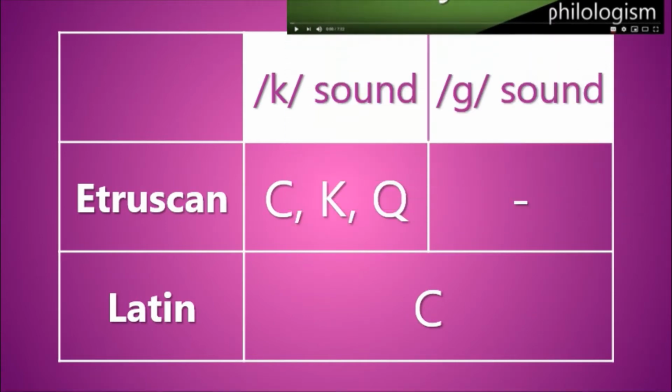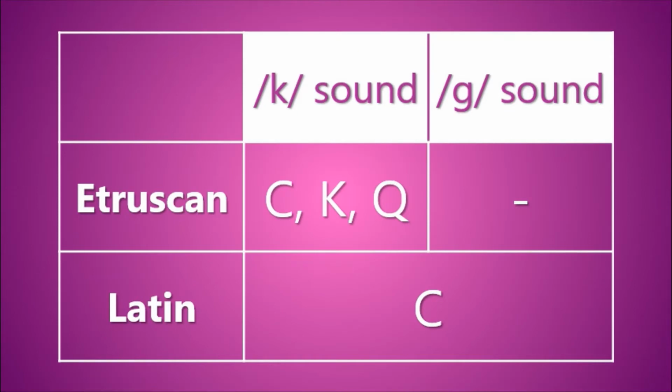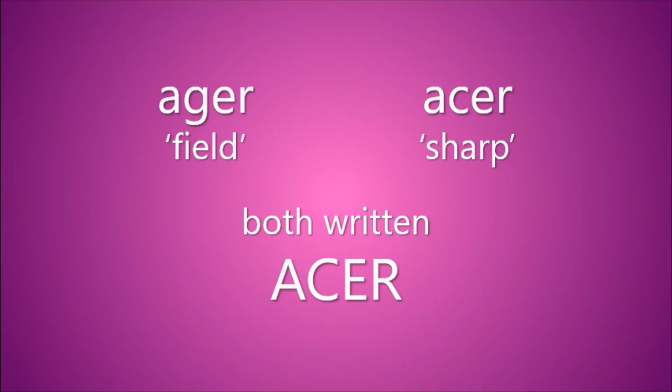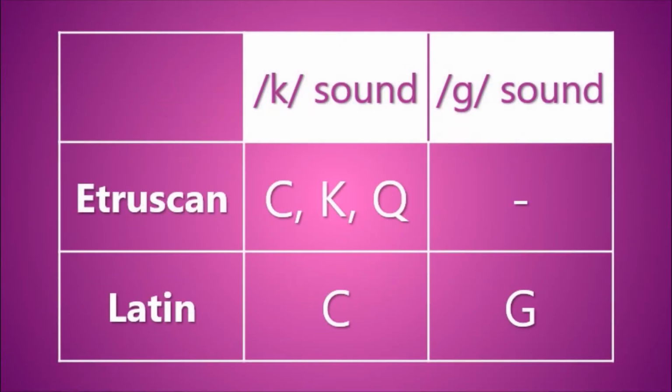But having one letter to represent two different sounds in a language isn't an efficient way to write. In Latin, there are words like acer and ager, which sound different and have different meanings, but are written the same if the letter C is used for both the K and G sound. So to solve this problem, a new letter, G, was invented to represent the sound G, while C represented K. G was created by adding an extra stroke to the letter C, differentiating it from C and making it the familiar shape we know today.